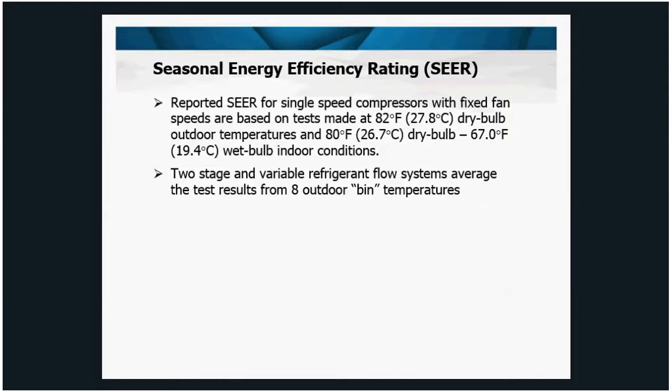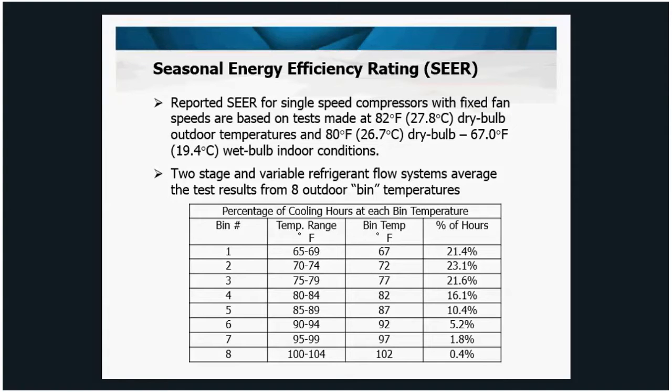Two-stage units and variable speed units are a little bit different. They do the reported SEER ratings for those based on tests using 8 what they call bin temperatures. Because the system doesn't operate at 82 degrees all the time outside, they do 8 different temperature ratings. And the ranges go from like 65 to 69, 70 to 74, 75 to 79, etc. And they call that bin temperature, the average bin temperature is 67, 72, 77, etc., all the way down.